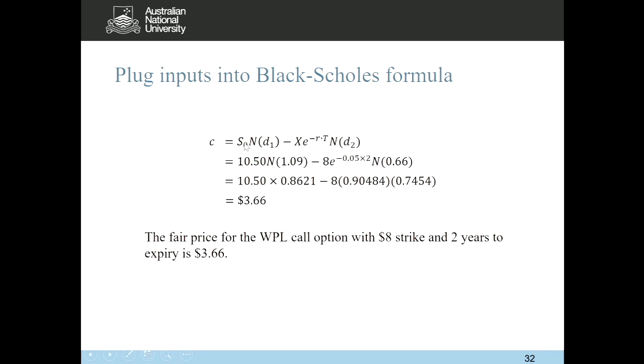We know the current share price is $10.50. So it's $10.50 times the probability N(d1), minus the present value of the strike price. The strike price is 8 times e to the power of minus 5% times 2 years, then times N(d2). We found N(d2) to be 0.7454. If you do that, you will get the call option price with a strike of $8 and 2 years to maturity, which is priced at $3.66.